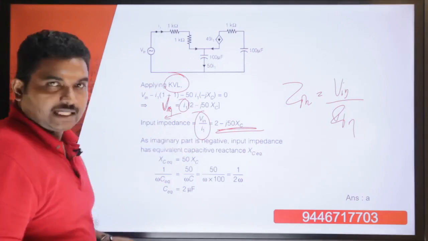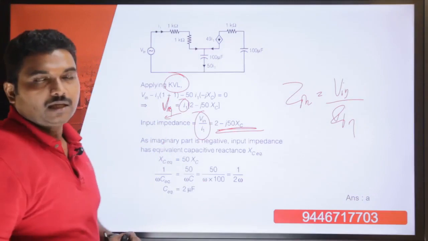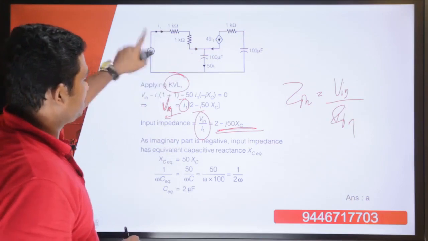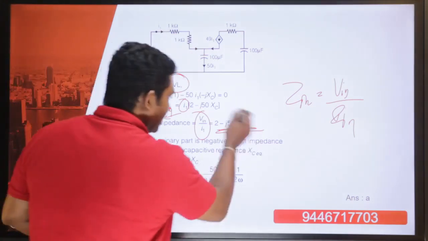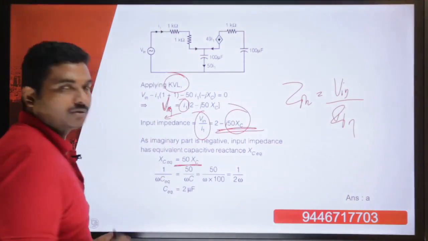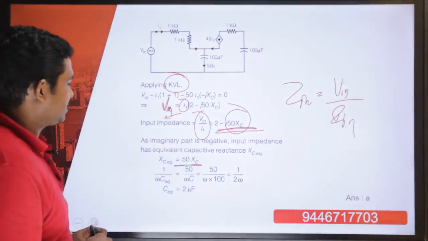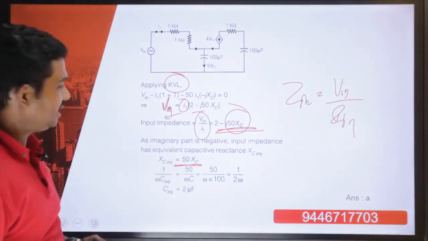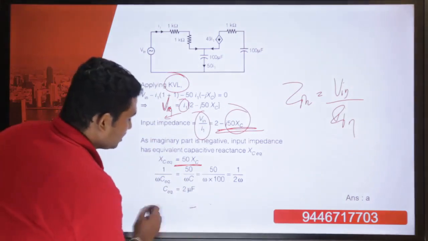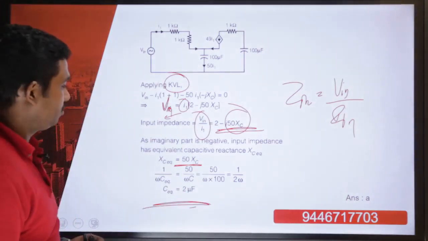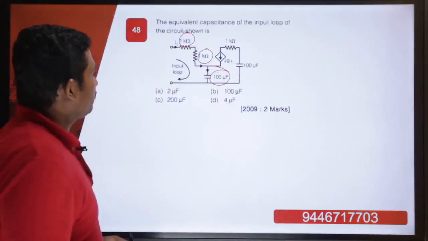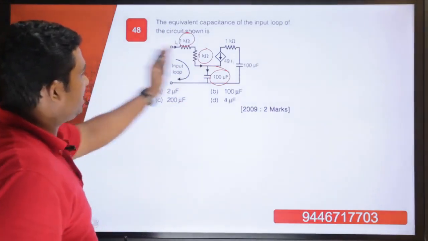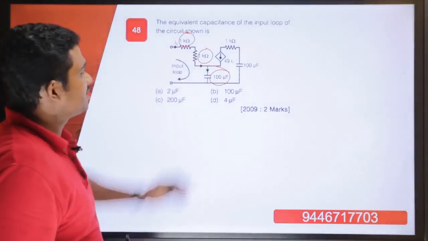Now the imaginary part is negative and there is only capacitance. There is no inductance in the first loop. There is only capacitance, so what is the reactance? The reactance can be directly taken to be 50 Xc. When reactance is 50 Xc, then 1 divided by omega C equivalent is equal to 50 divided by omega C, and from this we can find that the C equivalent is equal to 2 microfarad. So 2 microfarad is the equivalent capacitance of the input loop that we can see from the opening side of the circuit.